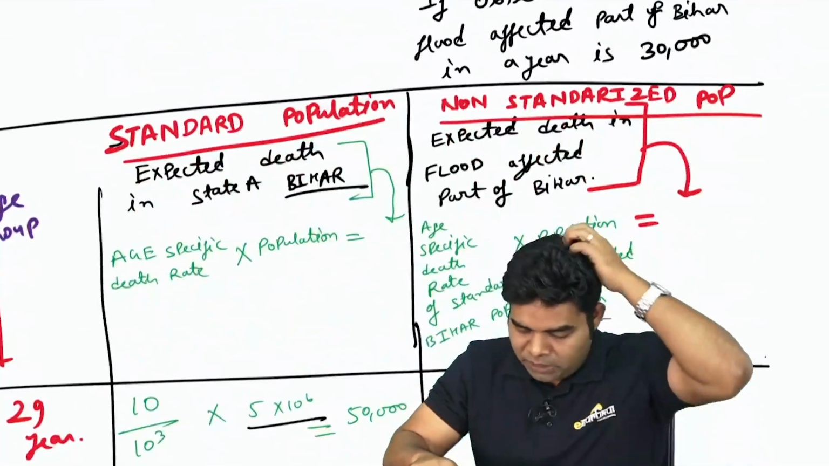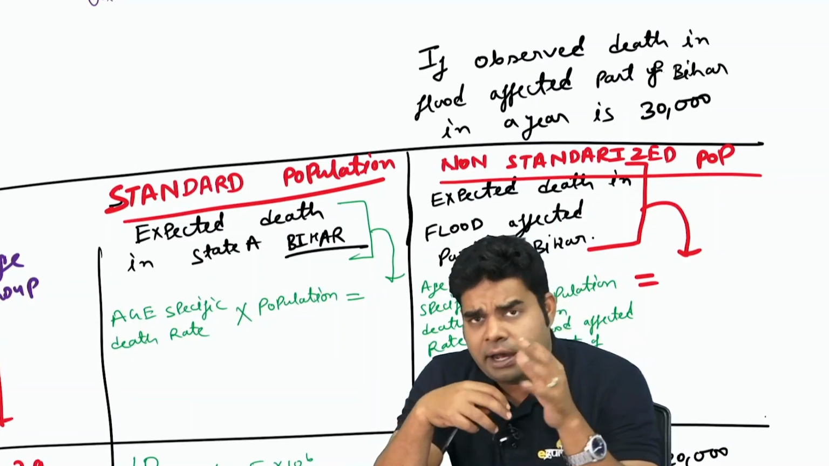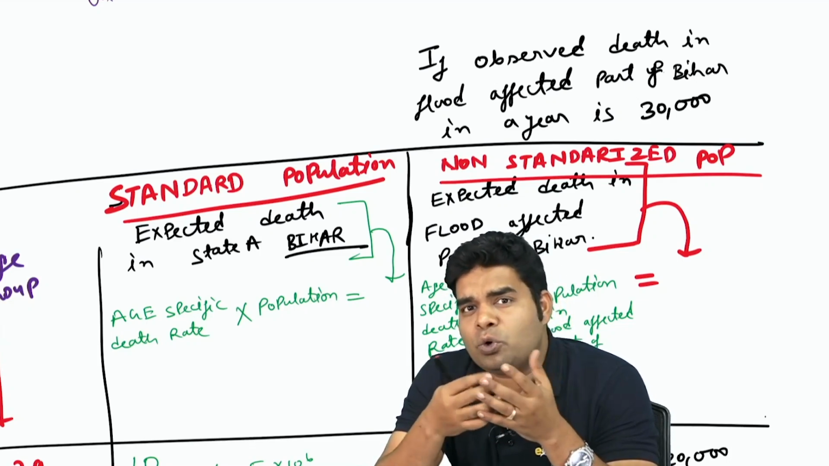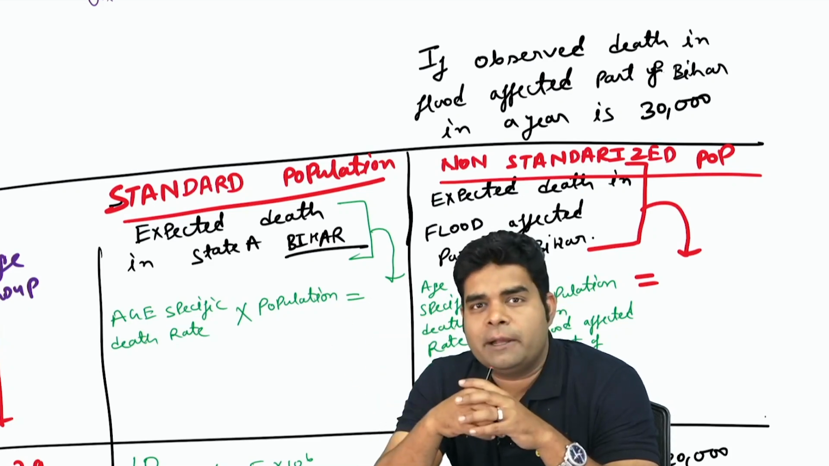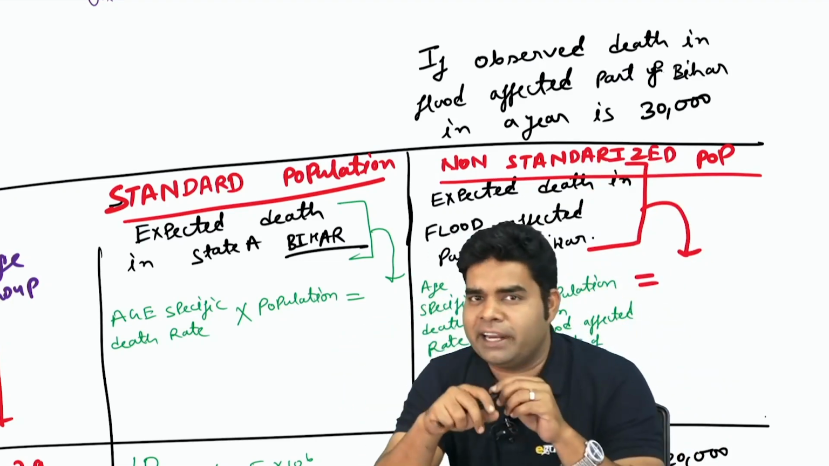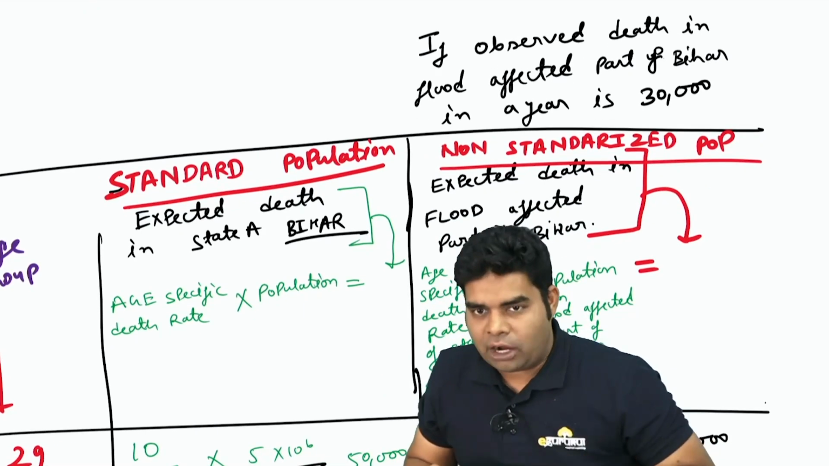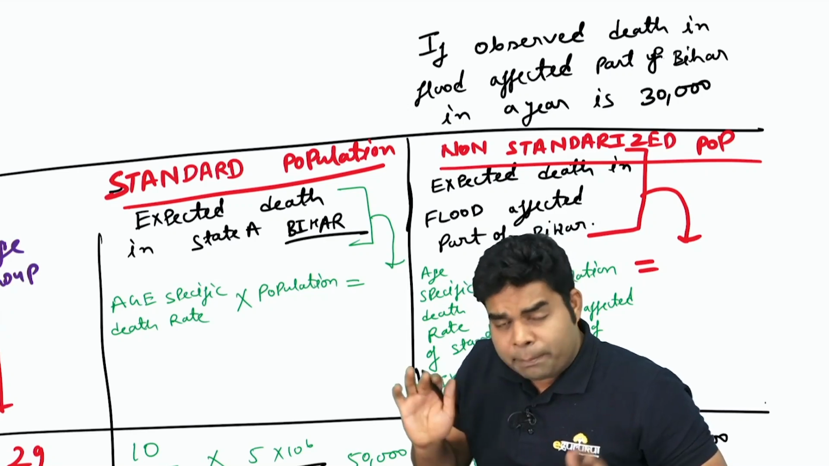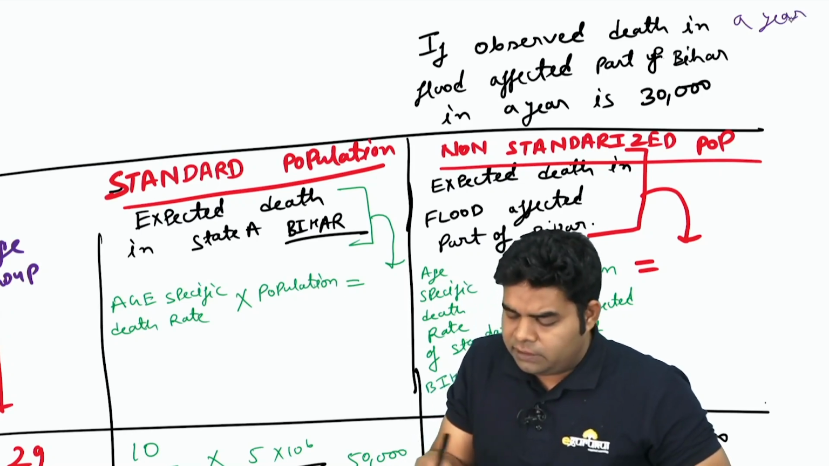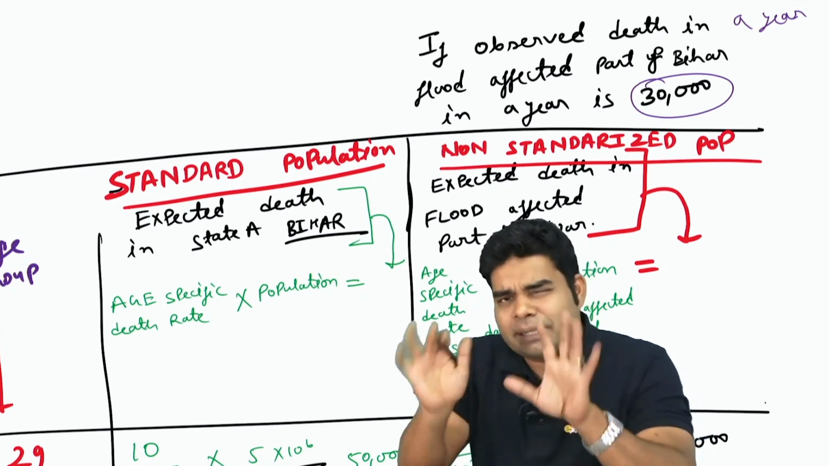Let's understand it here. Suppose, as in my previous example, the state of Bihar, where the health system is not in good condition in India. We also know that in the northeast part of Bihar, floods come every year. For the last 1500, 1600 years, a flood has come every year in that area, and that is one of the main reasons for their poverty and lack of a good health system. So suppose the observed death in a year in the flood affected part of Bihar is 30,000. Suppose, okay, this is very less, but suppose.